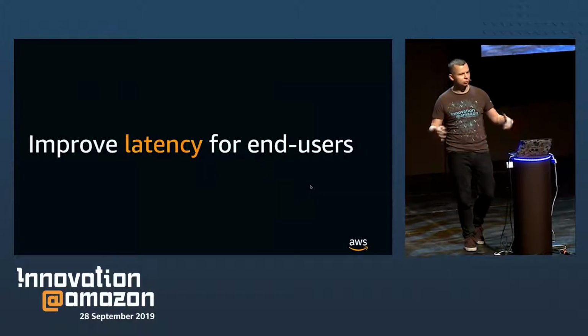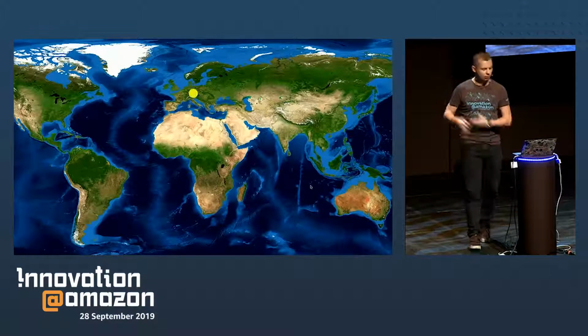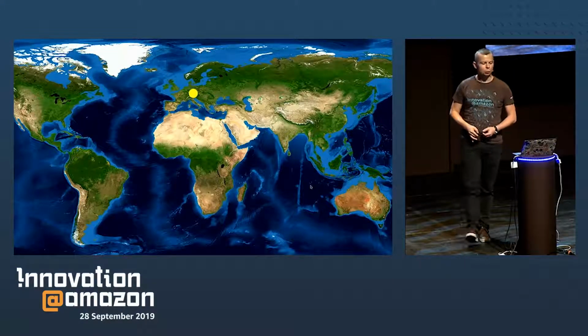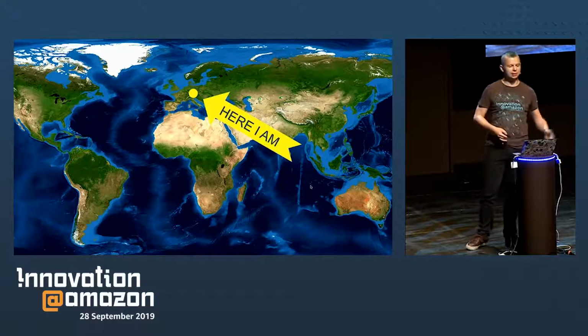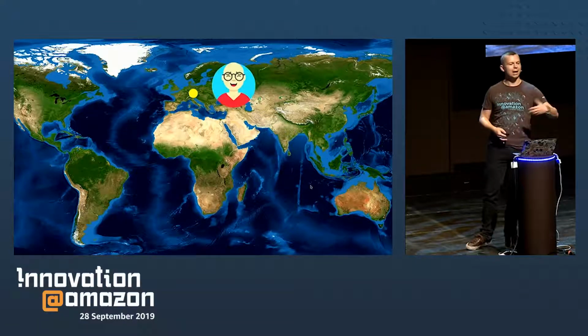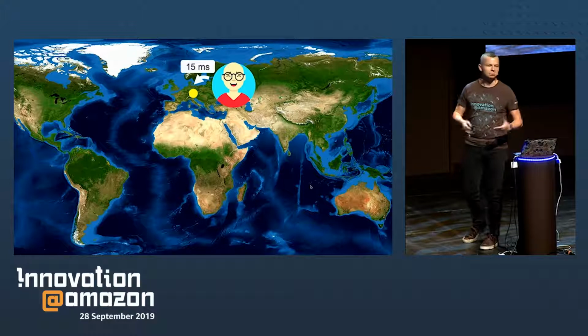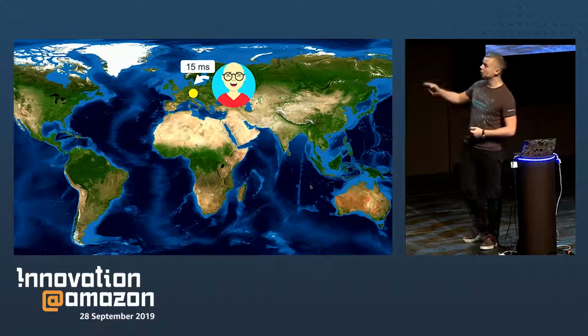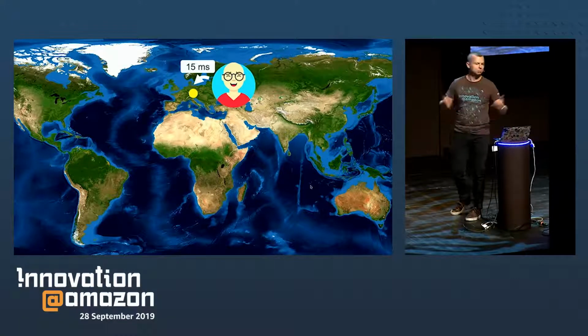One of the reasons is improved latency. Let's imagine that we have our data center in one location. This is the place where our application is being hosted. Here are we, and we have a user. Because the user is quite close to the data center, if he wants to access the application, the system which is hosted there, it will be quite fast. Let's say 15 milliseconds. Why not?